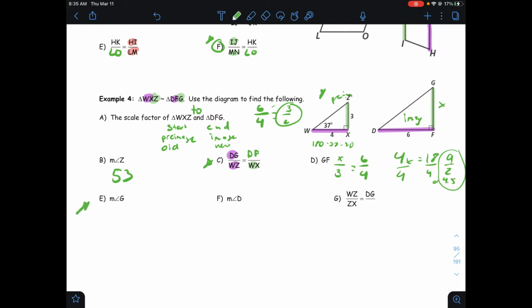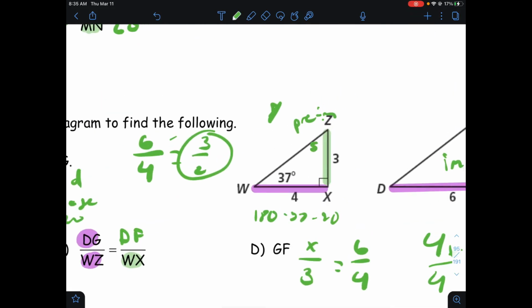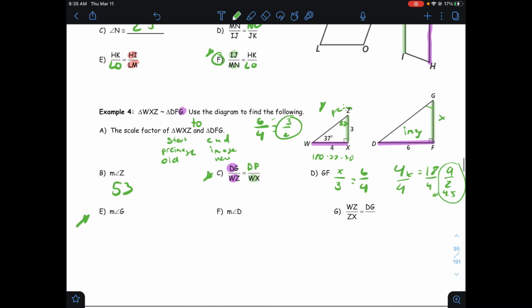So next, let's go ahead and try and find angle G. So angle G is going to be this guy here. They're asking for the measure of angle G. We did say that Z was 53, right? And we know that G and Z are corresponding angles, so that means that G has to be 53.